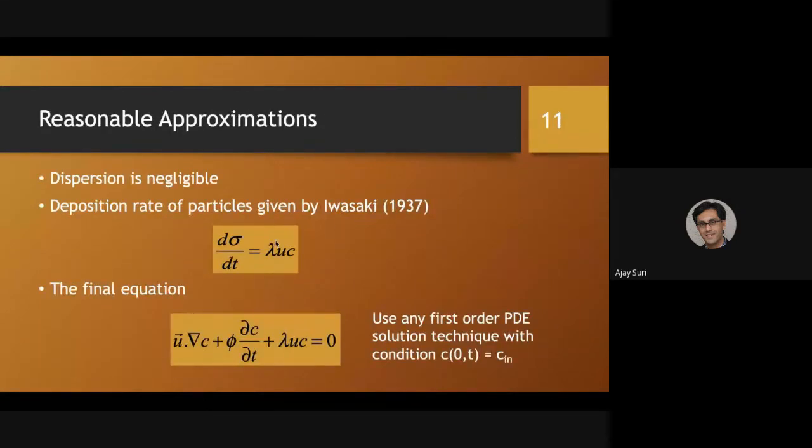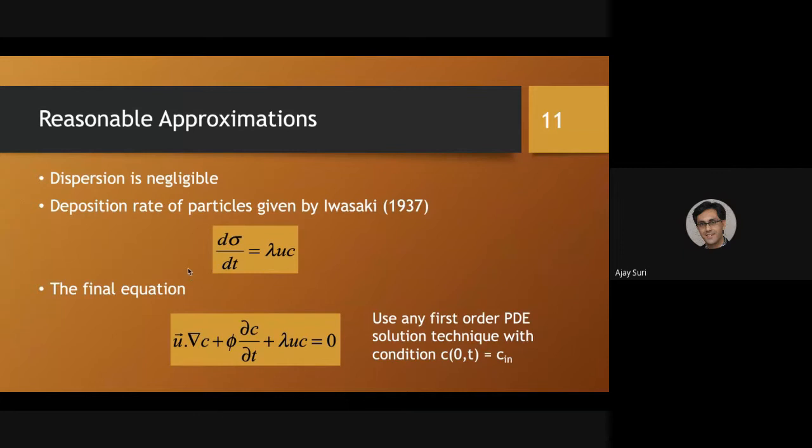So for that, I make some approximations to the equation first. I neglect dispersion. And then the deposition, I can say that the rate is proportional to the concentration at a given point. The higher the concentration of particles, the more the rate is. But I don't know the coefficient of filtration, meaning what exactly is the rate. So for that, either I have to do a filtration experiment, or I can develop theoretical models, which have been done by other people.